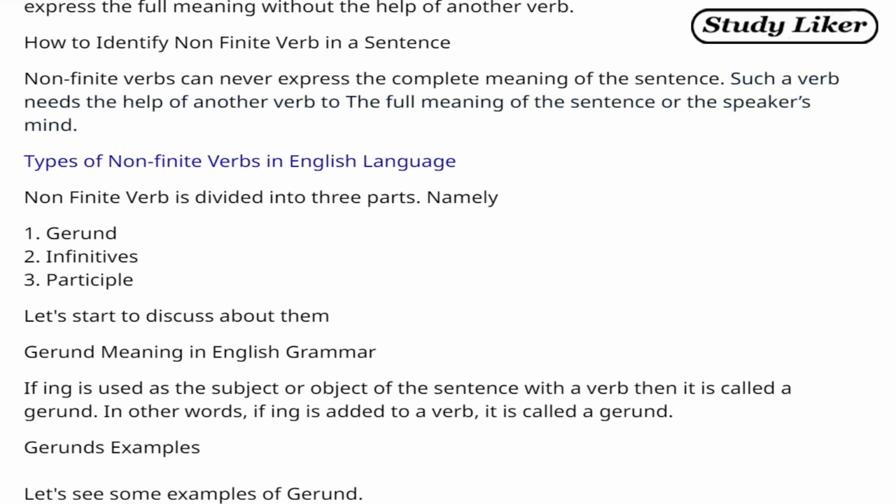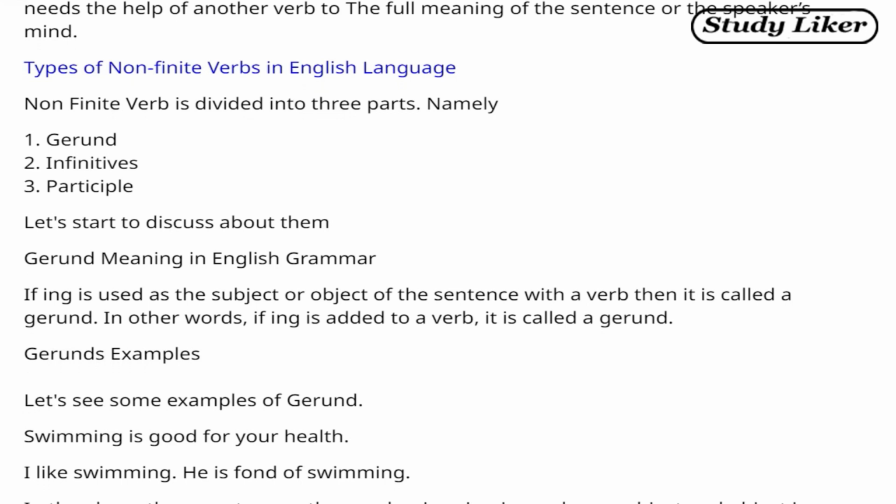Types of non-finite verbs in English language. Non-finite verb is divided into three parts, namely: 1. Gerund, 2. Infinitive, 3. Participle. Let's start to discuss about them.